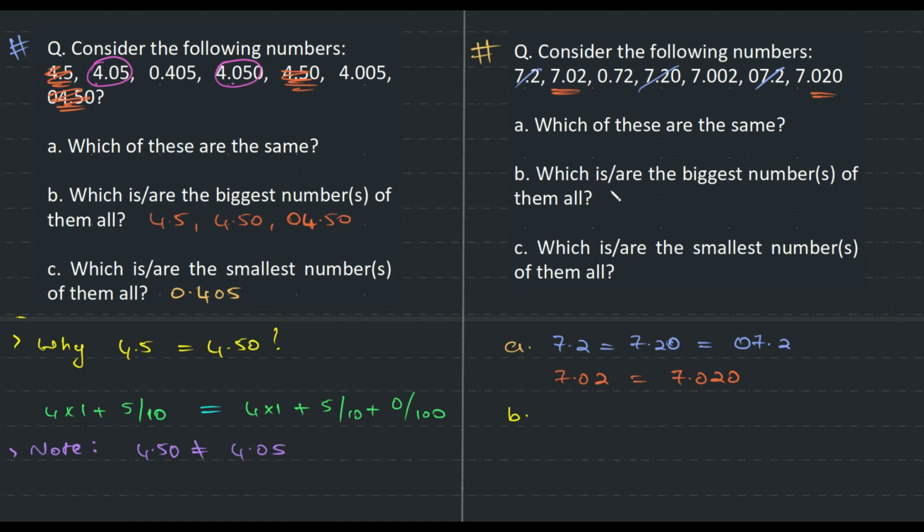Which is or are the biggest numbers of them all? 7.2 is the biggest, guys. All the numbers which are related to 7.2, all those are the biggest. While the smallest will be 0.72, that is the smallest.